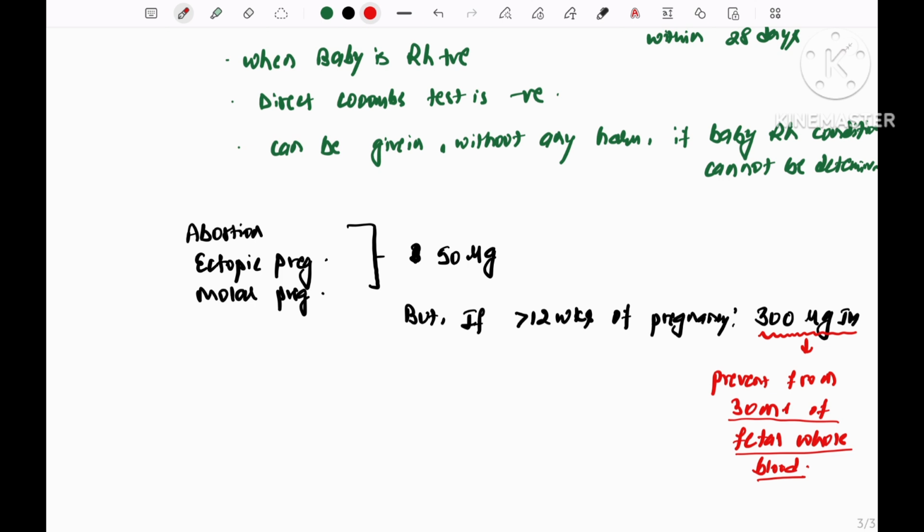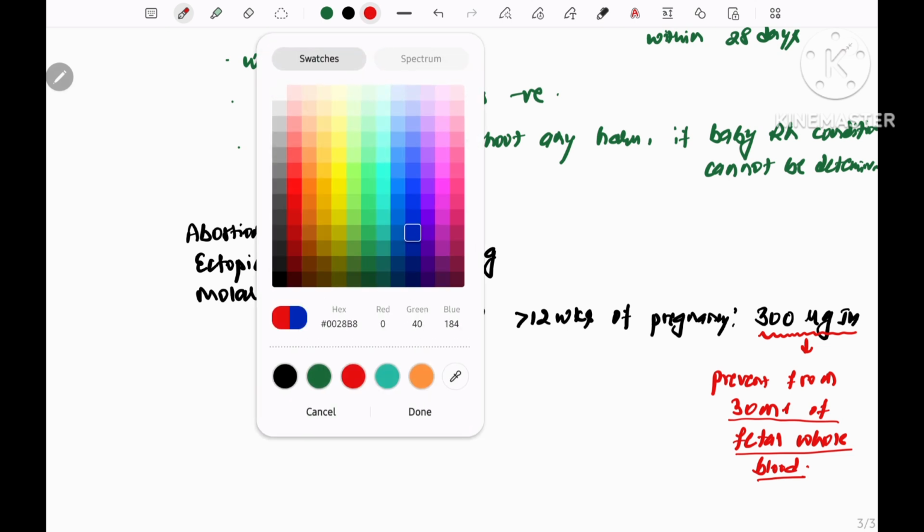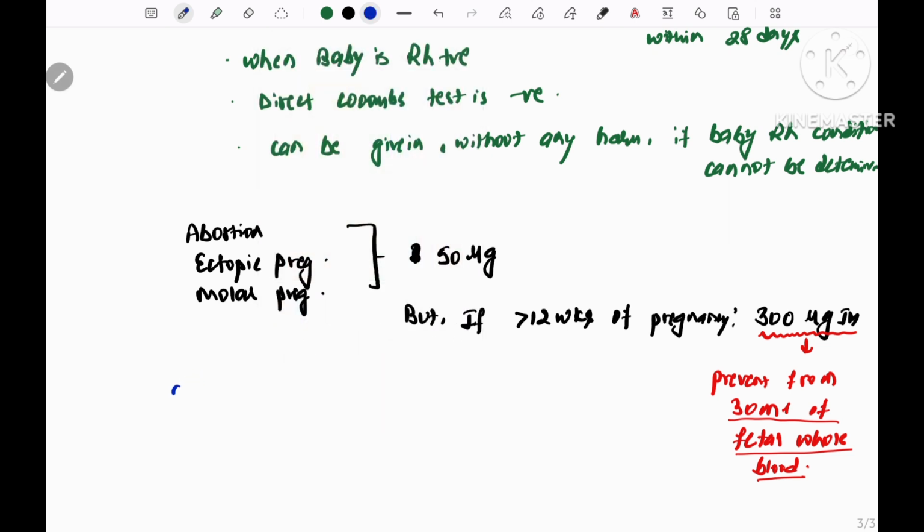And for dose estimation, there is one method. That test is called the Kleihauer-Betke test. It gives one formula based upon which the dose is calculated.